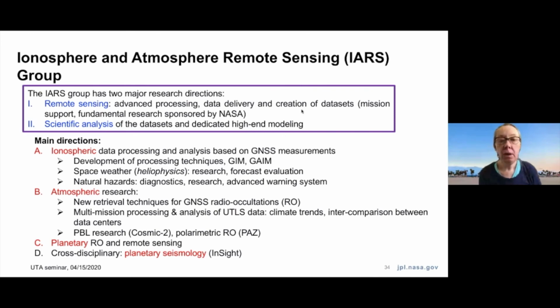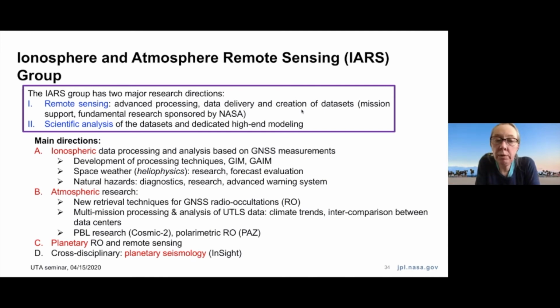Atmospheric research. We study the UTLS region, which is the upper troposphere, lower stratosphere. We produce our own data, including temperature profiles and other parameters. For this region, we're processing a decade of data from different missions, including CHAMP, COSMIC, GRACE, TerraSAR-X, Metop, and a couple of others. We also study climate trends and are involved in intercomparison between data centers, for instance, the Austrian, GRAS, the European Data Center, and also with UCAR.